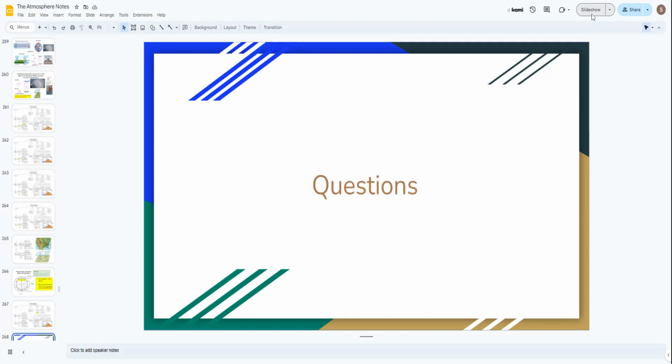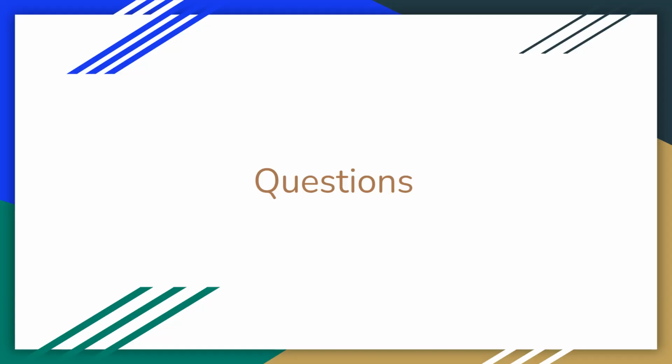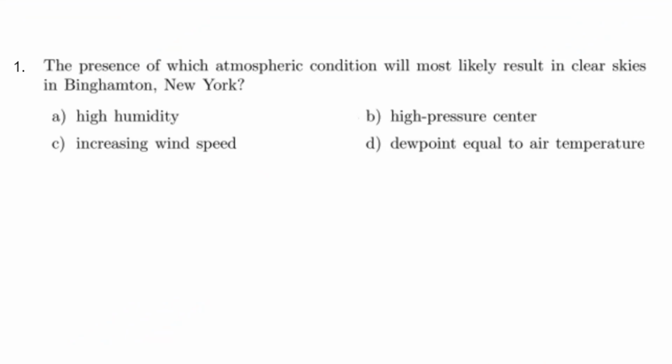Hey guys, so we're going to try some questions related to high and low pressure systems in this video. So let's try number one. The presence of which atmospheric condition will most likely result in clear skies in Binghamton, New York? Pause this video and try this.